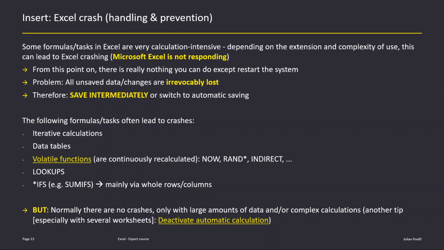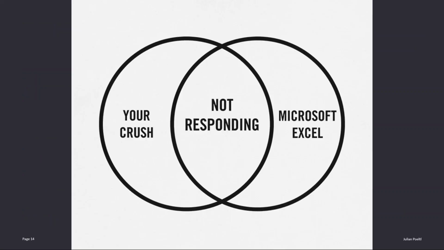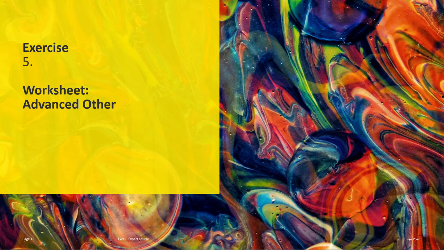You should also pay attention to the things that could lead to crashes: iterative calculations, data tables, and so-called volatile functions like NOW, RAND, INDIRECT, lookup functions, and IFS functions with huge ranges, like whole rows or columns. But normally there are no crashes, only when you handle large data, complex calculations, and so on. And if you have multiple worksheets, you can also deactivate the automatic calculation to avoid those errors.